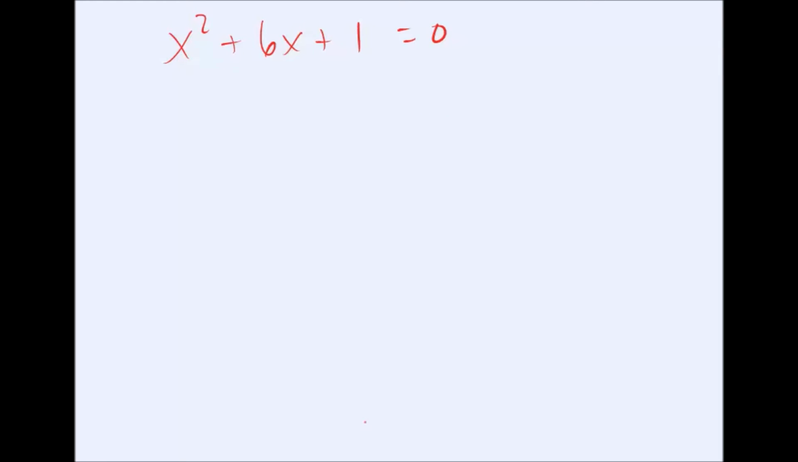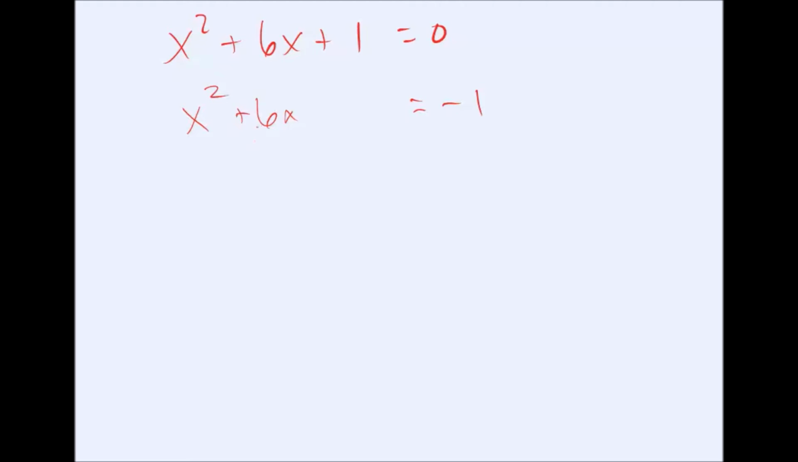Although factoring is probably still the best method for finding the zeros, or the x-intercepts, this is a very good method to use when you can't factor, such as this example, x squared plus 6x plus 1 equals 0. In this method, the first thing you want to do is get all the x terms on the same side and all the number terms on the other side. So you have x squared plus 6x equals negative 1.